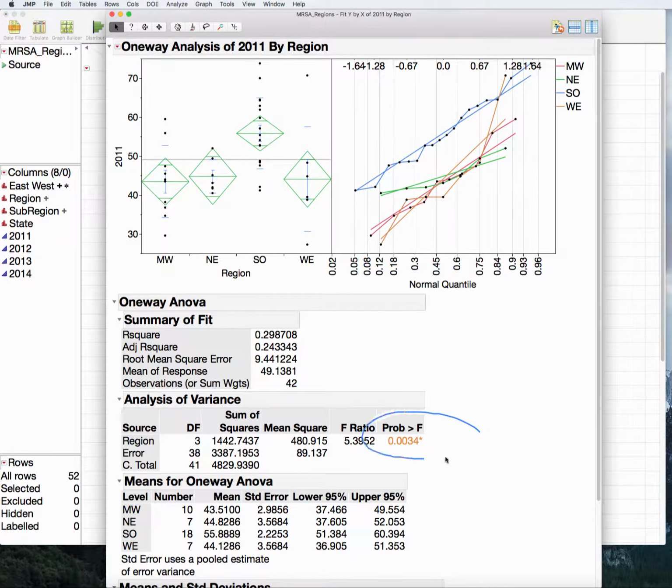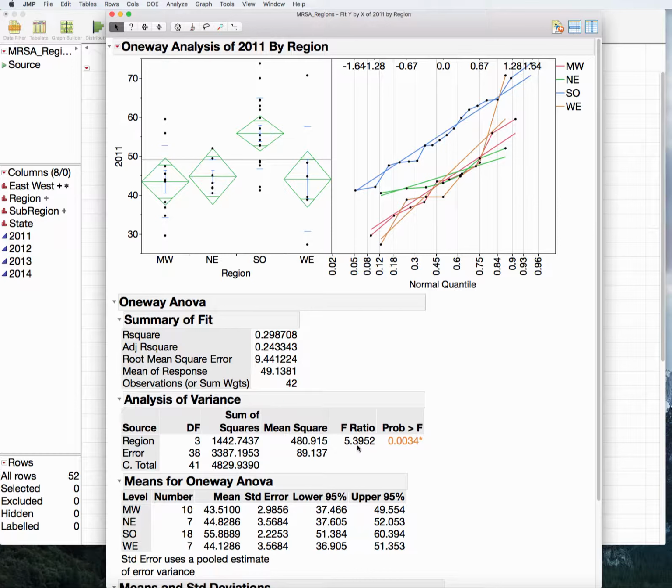We look at our F-test. Our F-test gives us a p-value of 0.0034. This p-value is small compared to our alpha. Therefore, we reject our null hypothesis of no difference and conclude that the means by region are statistically significantly different.